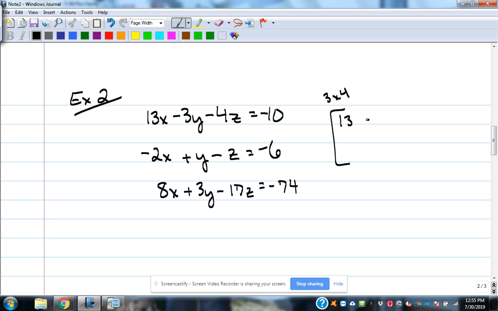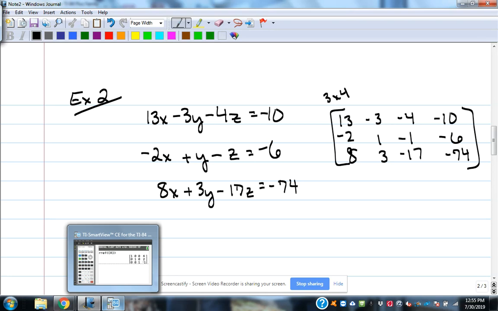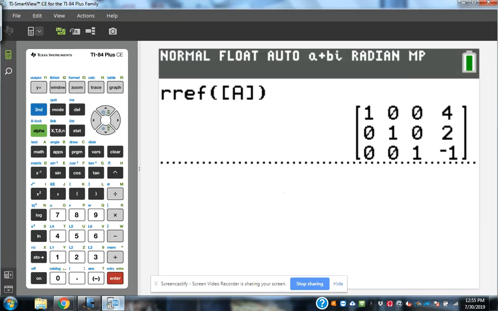Coefficients 13, -3, -4, -10. And then -2, 1, -1, -6, 8, 3, -17, -74. Okay. So we need to put that matrix into our calculator so that we can use RREF to find the solutions of that, if there are any.